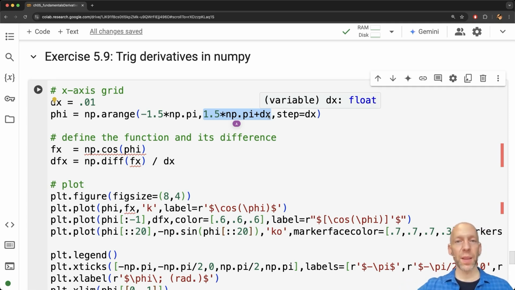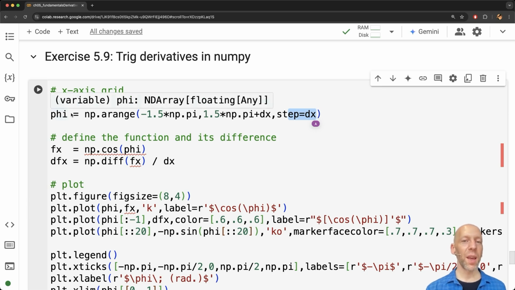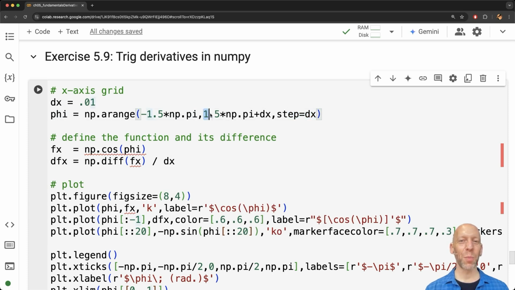It's beyond the interval boundary that the instructions specified. But because this is exclusive and I'm adding a dx with a step size of dx, then this is going to return a vector with an upper bound of 1.5 times pi. I hope that makes sense. I think it's clearer in the code than from my explanation right now.